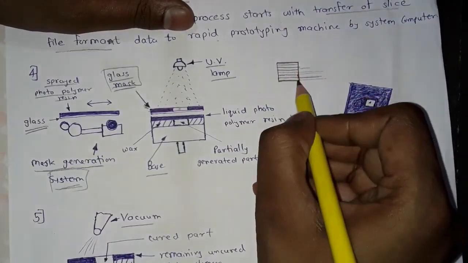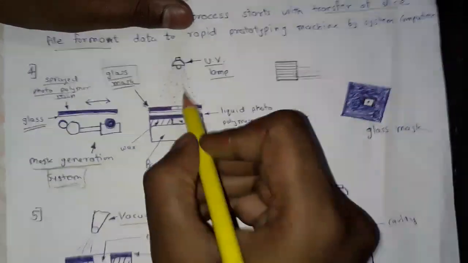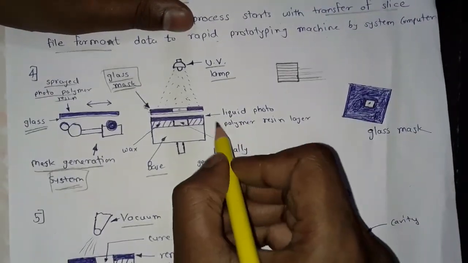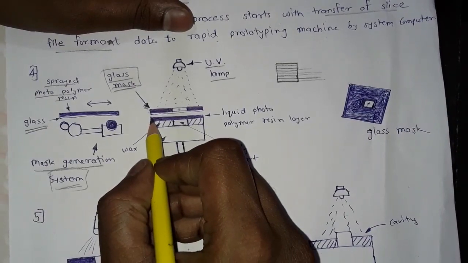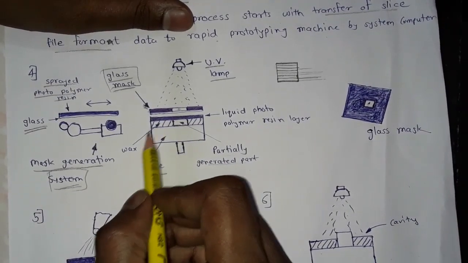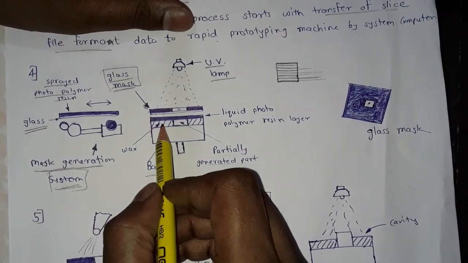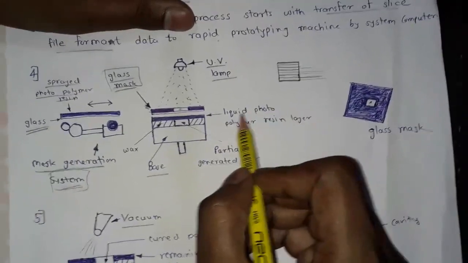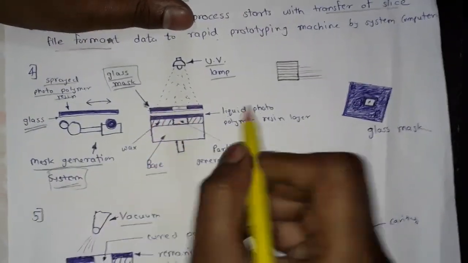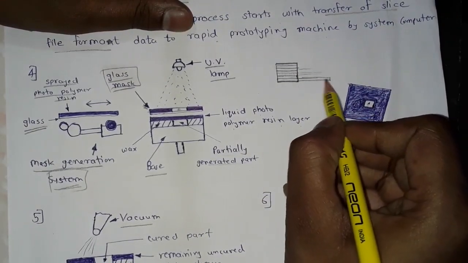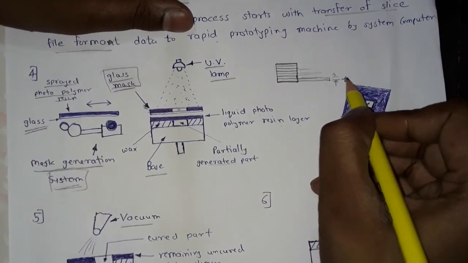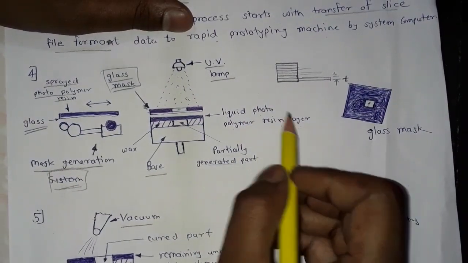Okay, and this shape is here, this white portion, and here also this white portion at the top. See here, this is another layer. As you can see, this is the partially generated part, and this is wax, which acts as a support. Above this, we spray or apply a liquid photopolymer resin layer. This is equal to one layer thickness, that is this much. We apply the liquid photopolymer resin as per that thickness.